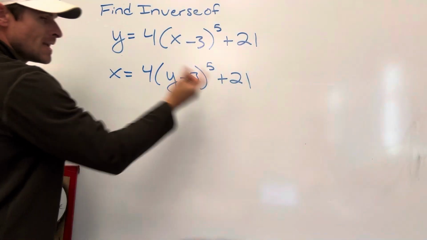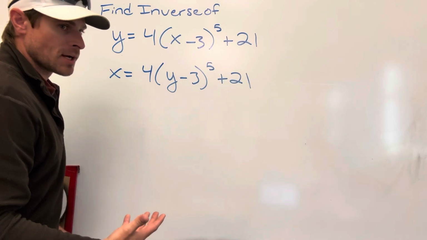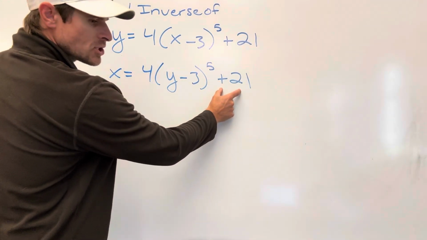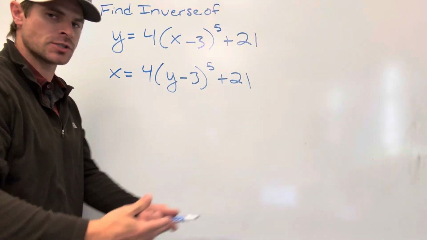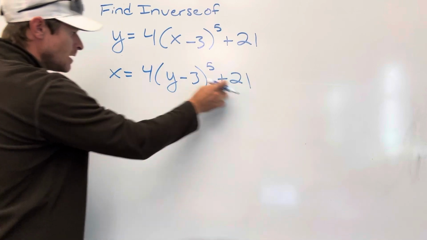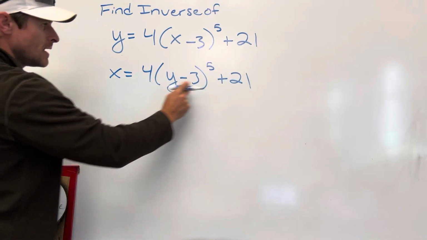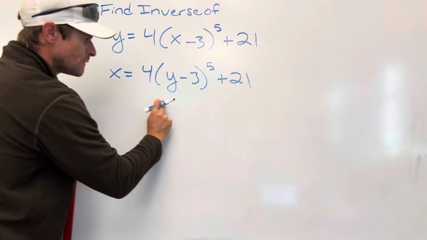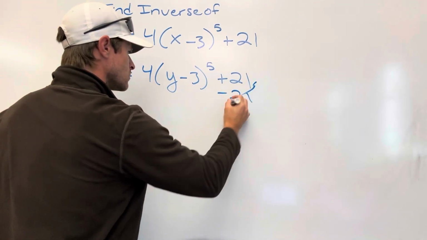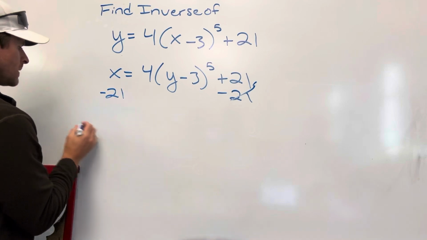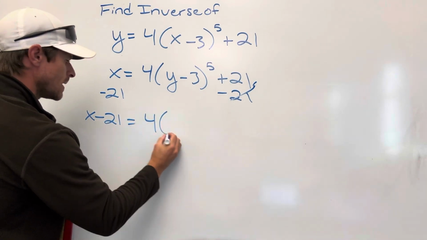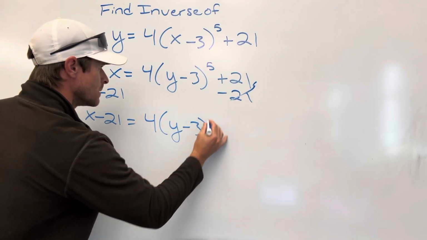Okay, so because the last thing we do in PEMDAS when we're doing order of operations is addition and subtraction, we need to get rid of the addition and subtraction first because we're inversing. We're doing the opposite of what PEMDAS tells us to do. So we start with addition, then we're going to go to multiplication, then we got to get rid of the exponent, and we'll finish with parentheses. So we're going to subtract 21, cancels, subtract 21. Now I've got x minus 21 is equal to 4 times y minus 3 to the power of 5.